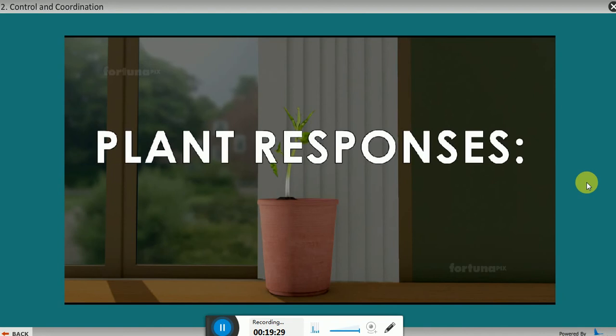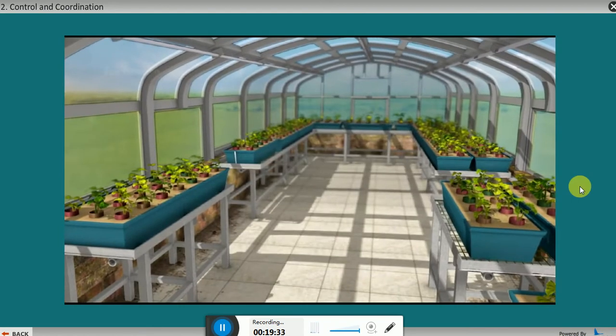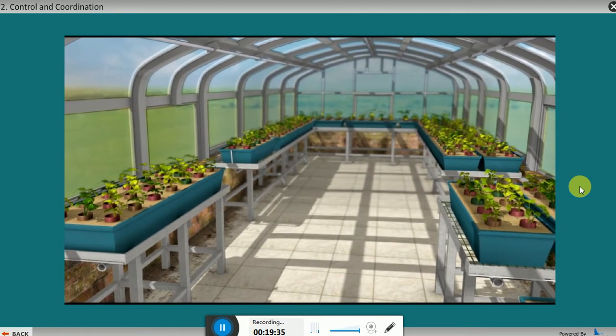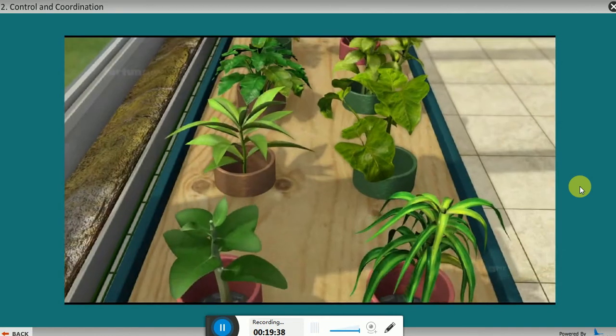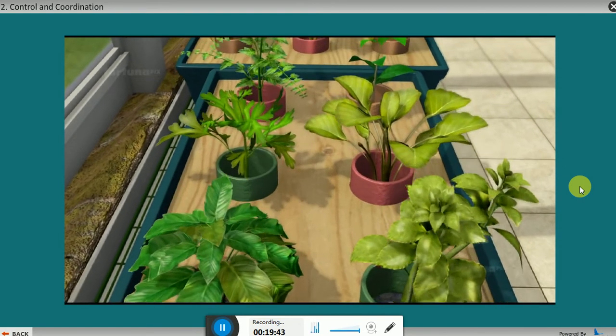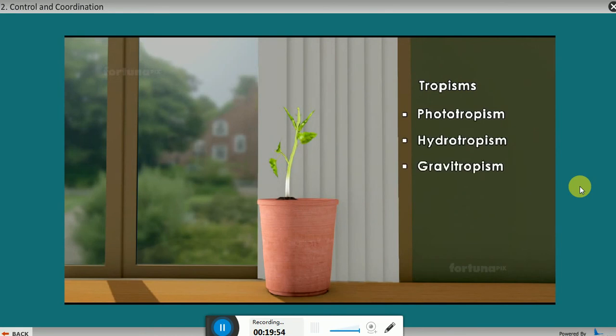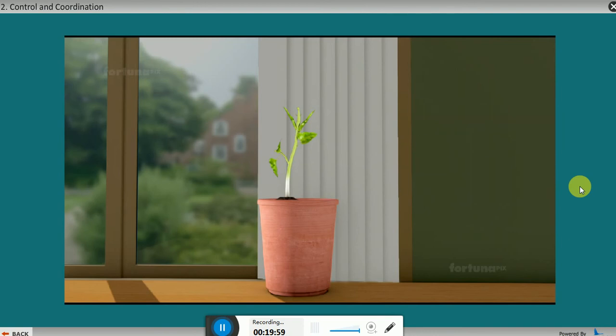Plant responses. Tropisms. Plants respond in various ways to changes in their surroundings. Their responses to these external stimuli are what we refer to as tropisms. Tropisms can be one of several types: phototropism, hydrotropism, gravitropism, or thigmotropism. Phototropism is a plant's response to light.